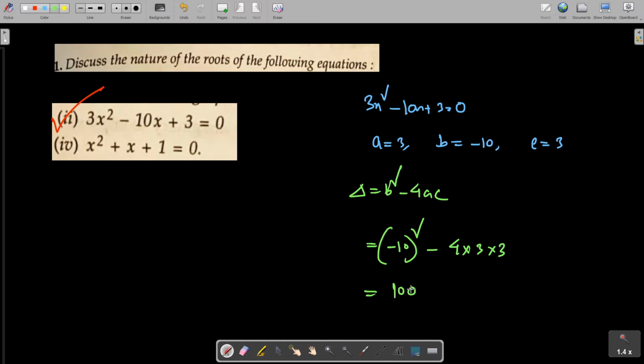So what will be the value? (-10)² is 100. 3 × 3 is 9, 9 × 4 is 36. So the value is coming 64.